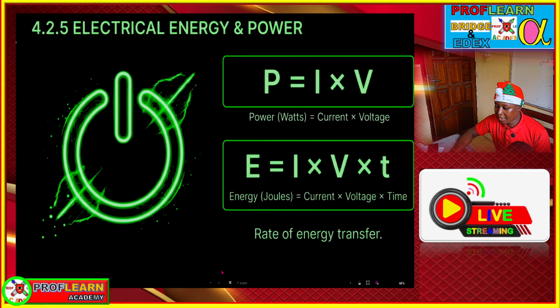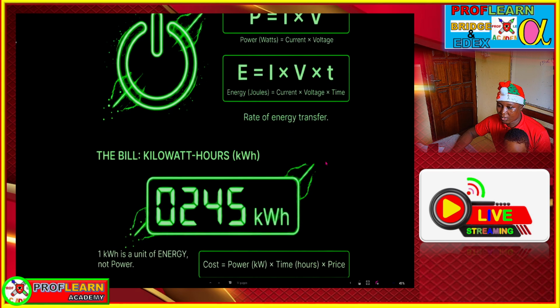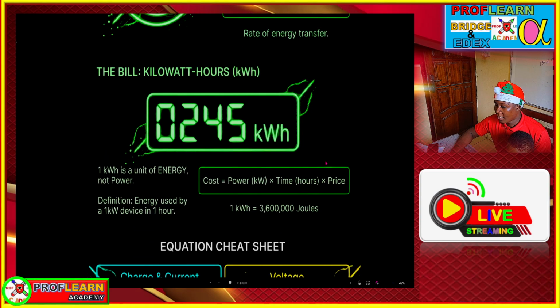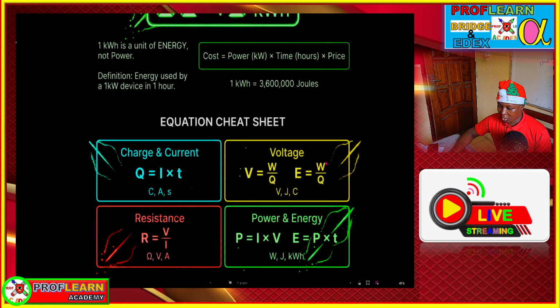Time should be in seconds, so that in the event that you are asked to work out a question and the power is given in kilowatts, you have to convert to watts by multiplying by 1,000. And if time is given in minutes, you have to convert to seconds for you to work it out. All right, so ideally this is all that I wanted us to talk about in this particular tutorial.